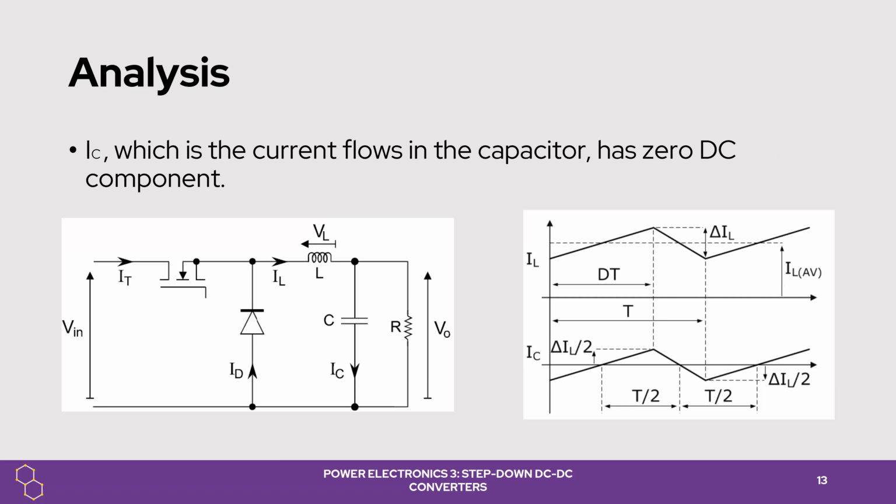And as we can see from the capacitor current, the area over one period is 0, which is the DC component according to the Fourier series, and that shows us that there is no DC component in the capacitor current.